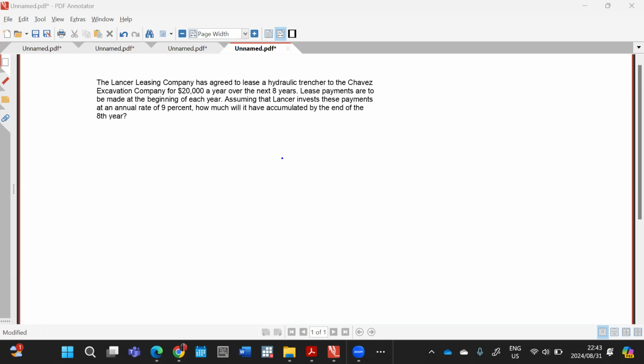So if you look at this problem that we are having right now, you can see that lease payments are being made at the beginning of each year. The implication of this is that this is an annuity due. And we are really interested in calculating the future value of the payments that are being made at the beginning of the period. We want to determine the future value at the end of the 8th year.